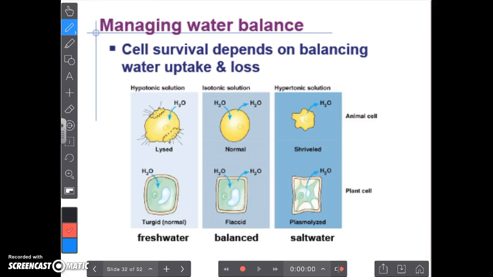So looking at our structure, if I put water into a normal freshwater structure versus balanced versus salt water, the normal water is going to rush in faster, causing the cell to burst on this one. If it's balanced, it's going to stay equal. But if I had more water in the cell, the water is going to leave the cell, causing the cell to shrink.